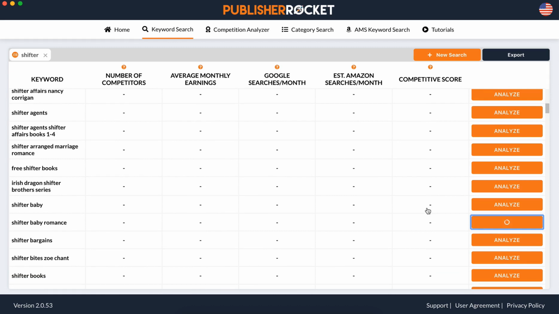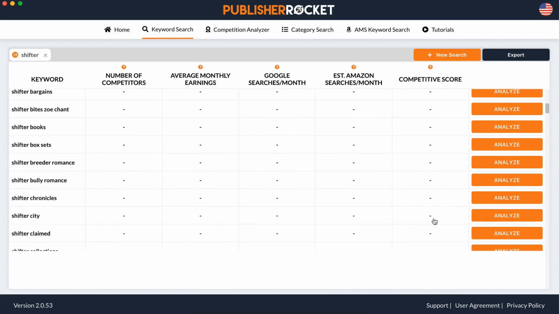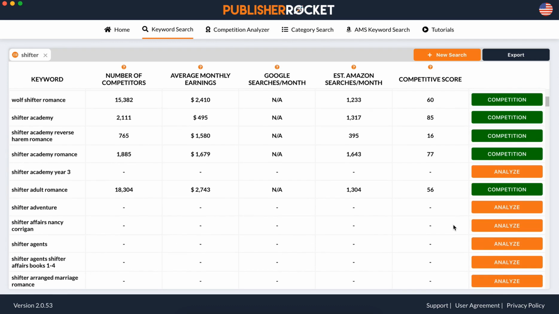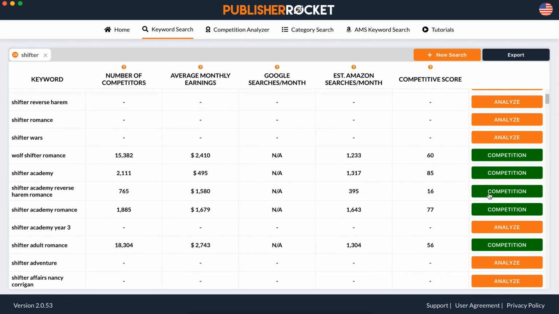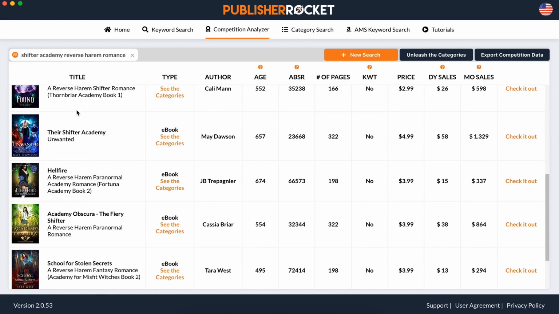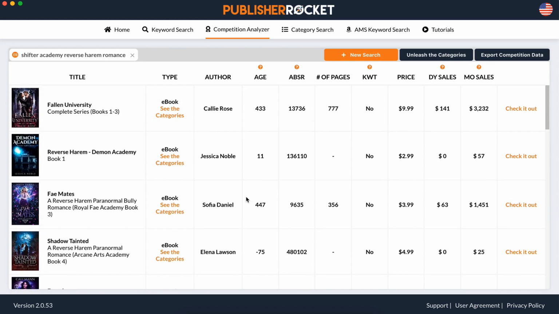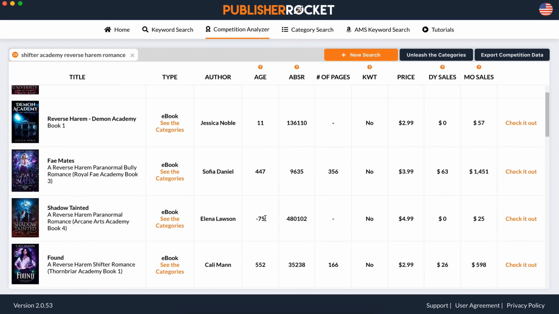So I'm going to pull up a couple more of these. Shifter breeder romance, bully romance, I do not think so. I don't think that's really for me. Let's go to the reverse harem one. Let's look at the competition. So this will bring up, these are basically the first page that you get for this. You can load more and see. And this will give you the age of the book. If you see a negative number, this means the book's on pre-order and it's going to be published in 75 days.